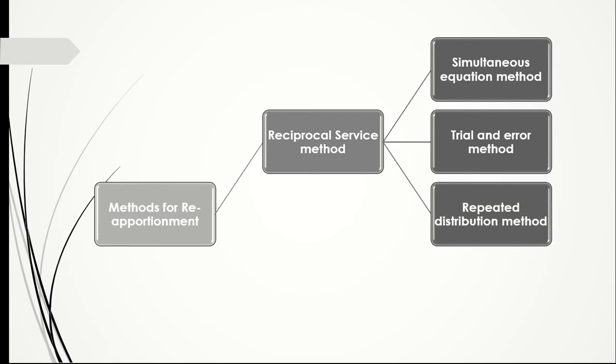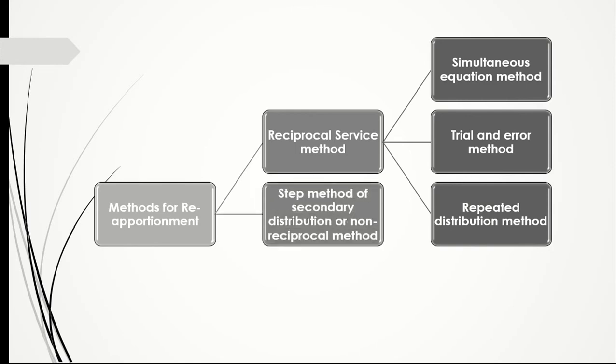C. Repeated distribution method. Under this method, service departments' costs are distributed to other service and production departments on agreed percentages, and this process continues to be repeated till the figures of service departments are either exhausted or reduced to too small a figure. 2. Step method or non-reciprocal method.